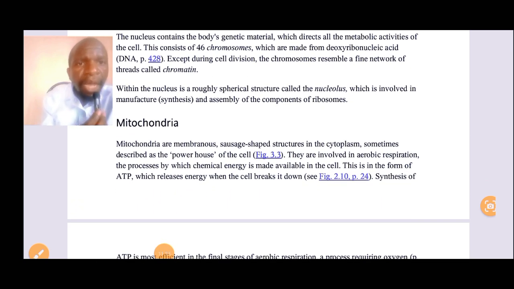Mitochondria are membranous sausage-shaped structures in the cytoplasm, sometimes described as the powerhouse of the cell. In simple terms, the most refined and simplest definition for the function of the mitochondria, you should say, is that it is responsible for energy production, right?